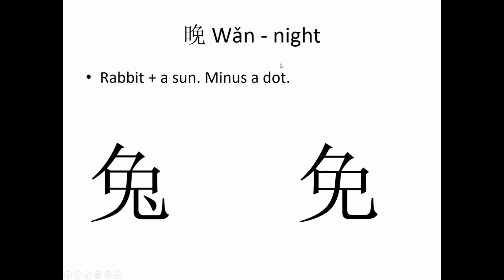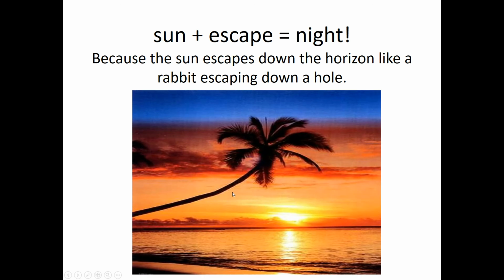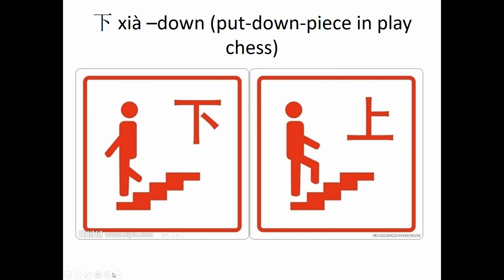Wan, here's where we use the rabbit radical. We have the rabbit with its dotty tail. If you take the dot out, it means escape. Okay? And the reason for that is that whoop, the tail disappears, you can't see it anymore, the rabbit has escaped. Now if you combine the characters sun and escape, it means night, because the sun escapes down the horizon just like a rabbit escaping down a hole. Okay, so the character sun escape is night. We'll come back to this. And that's the last character you have to trace.